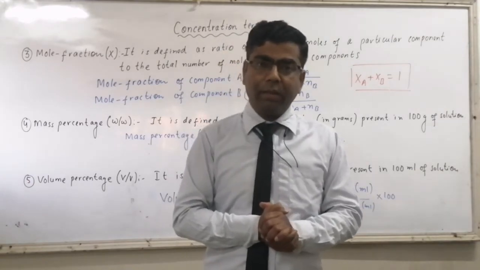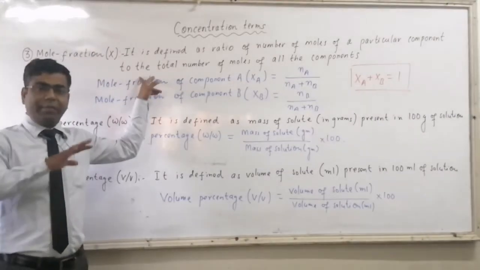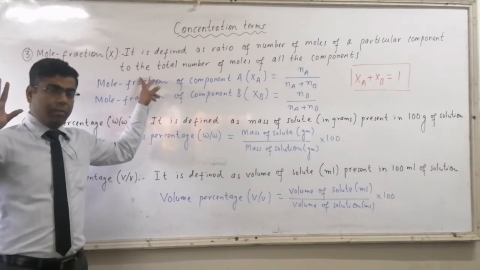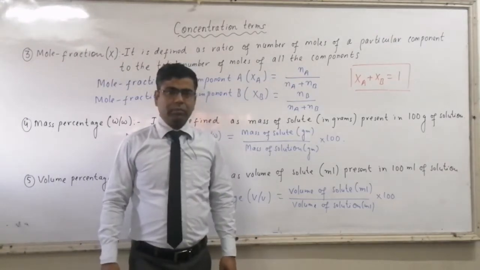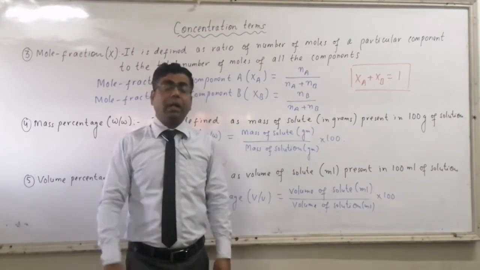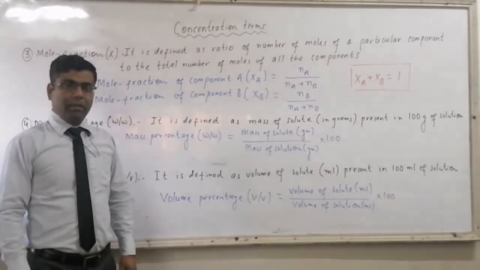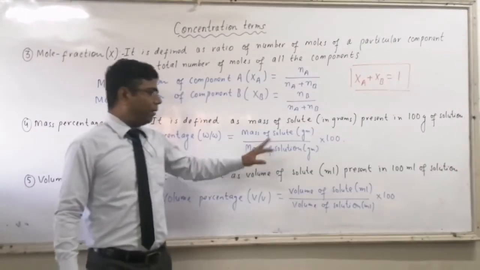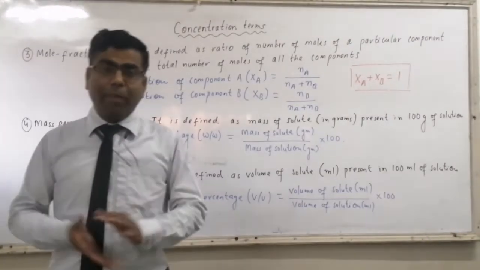An important thing: mole fraction has no unit, it is a pure number, because moles divided by moles gives you no unit for this concentration term. Similarly, mass percentage is also a pure number, it has no unit, because gram divided by gram will cancel out gram, so there will be no unit for mass percentage.